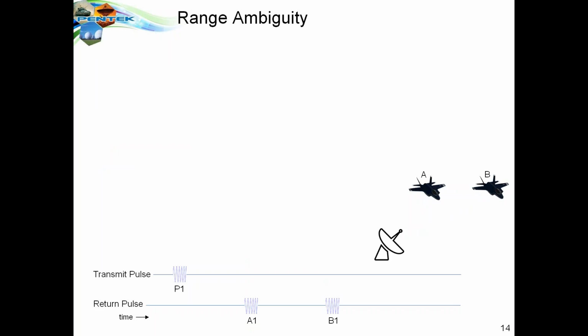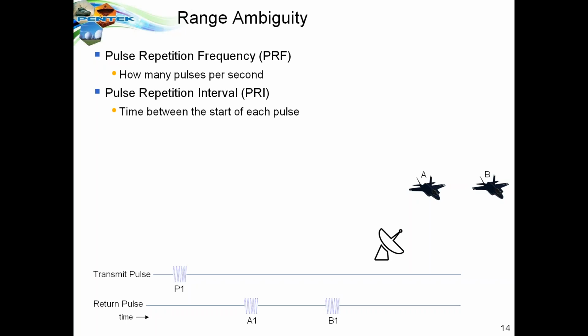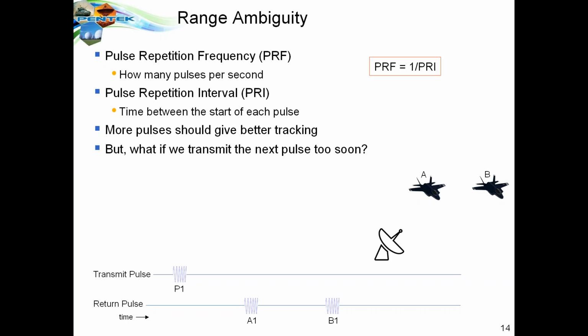Let's take a look at one of the problems in radars, and that's called range ambiguity. First of all, we'll introduce the term pulse repetition frequency, or PRF. This is the number of pulses per second emitted from the radar. Another term, called PRI, or pulse repetition interval, is the time between each pulse. In fact, these two are measuring the same thing, one in time and one in frequency, and the PRF and the PRI are reciprocals of each other. So you might think that more pulses would give you better tracking of the target. But what happens if we transmit the next pulse too soon after the first pulse?